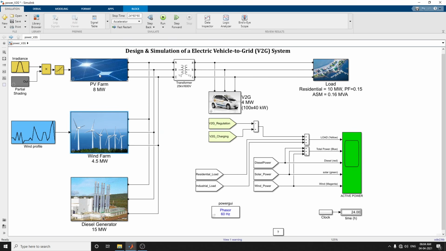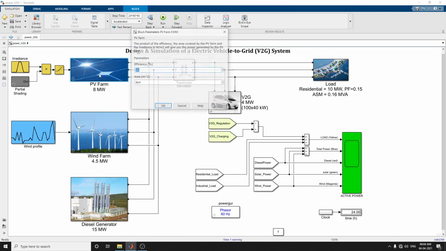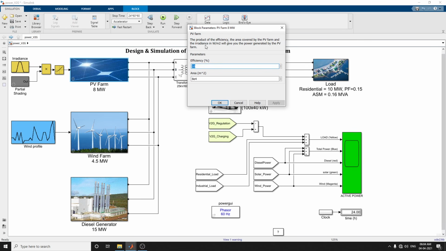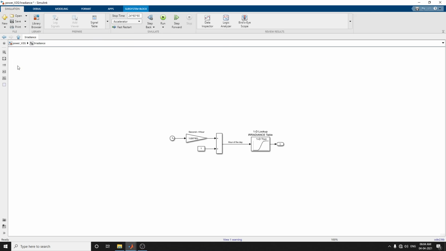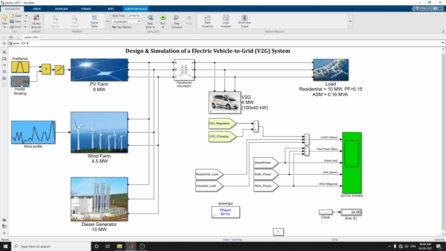Here is the PV farm block. This is an 8 megawatt block. Also it has the irradiance value, and these are the parameters. Efficiency is 10 and area is 84, as given here. These are the irradiance inputs and the partial shading inputs. The irradiance block is shown here, and this is the partial shading block.